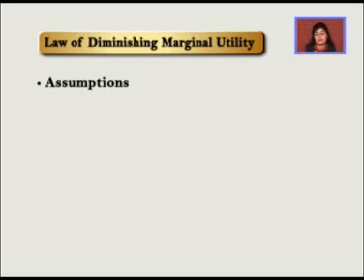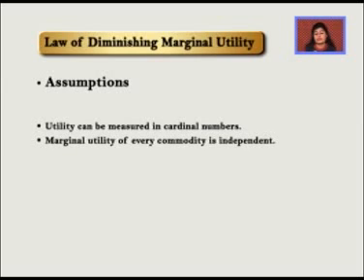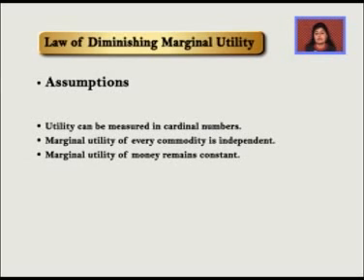So the first assumption is that utility can be measured in cardinal numbers. Cardinal number means 1, 2, 3. So we need to assess how much utility in numbers we are getting from the consumption of various units of a commodity. Second assumption is that marginal utility of every commodity is independent. That means if we are consuming a basket of goods, the utilities that we get from separate commodities are not dependent upon each other.